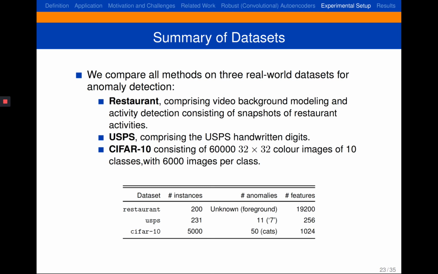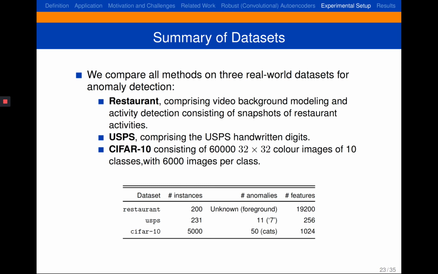And the table shown here explains the features and the set of anomalies which were used within the experiments. In the restaurant dataset, one could observe that the feature dimension is quite high, whereas the dimension of the USPS data is comparatively lower when compared to the other datasets. And the way we are forming the anomalies is like we are picking up images of cats, and 50 images of cats can be considered as anomalous among 5,000 images of dogs.